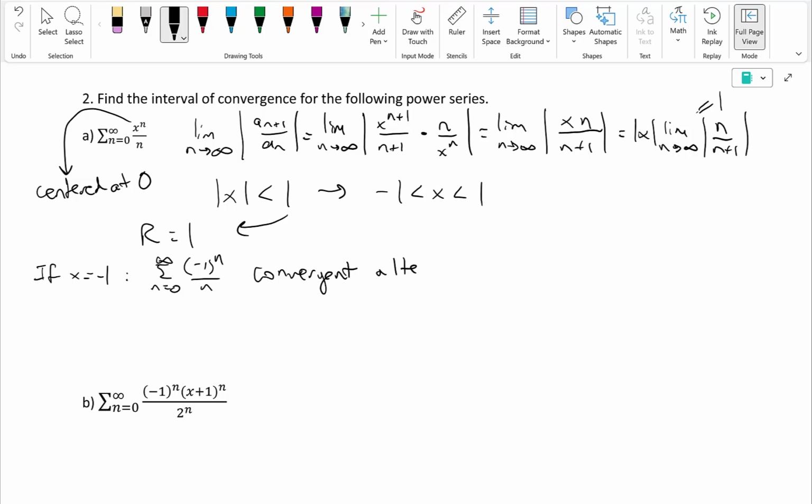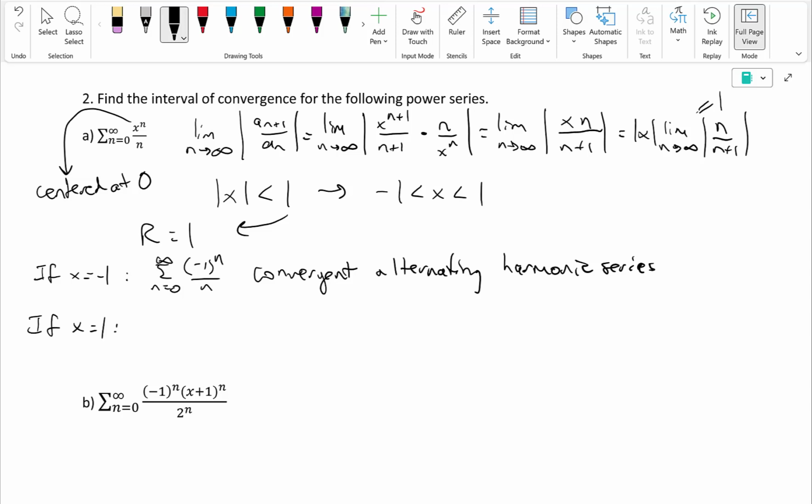Our alternating harmonic series, we've done it a few times, but you can confirm it's decreasing, right? 1 over n plus 1 is less than 1 over n, and the limit as n goes to infinity of 1 over n is 0. So we are convergent when x equals -1.